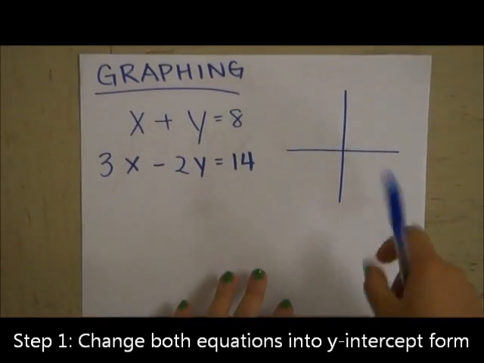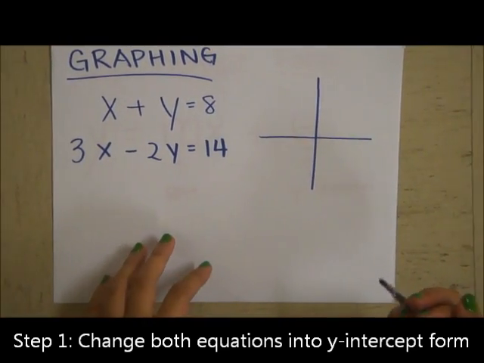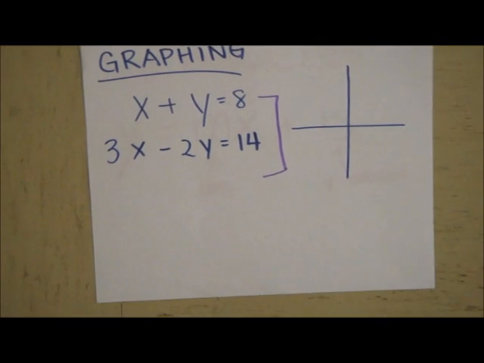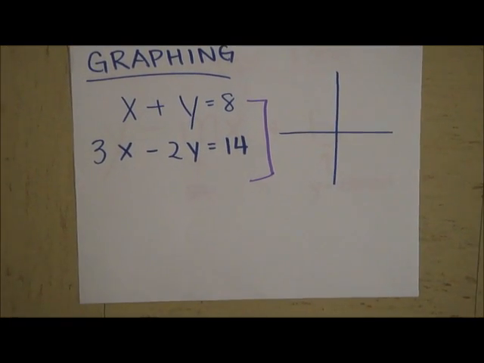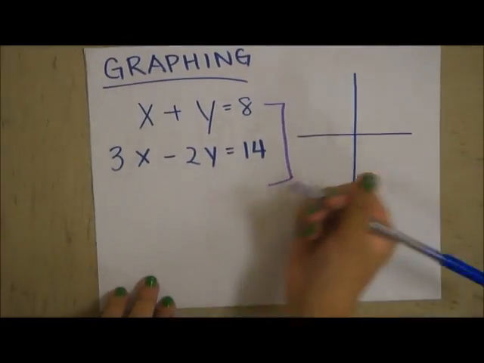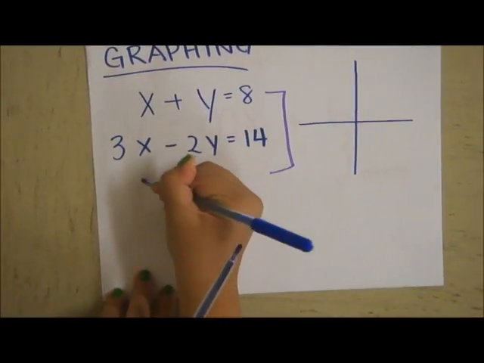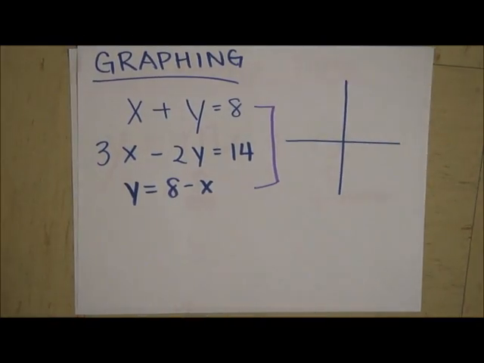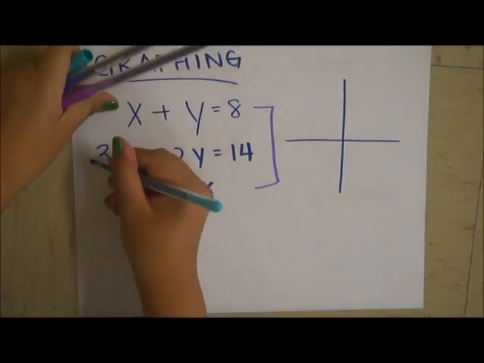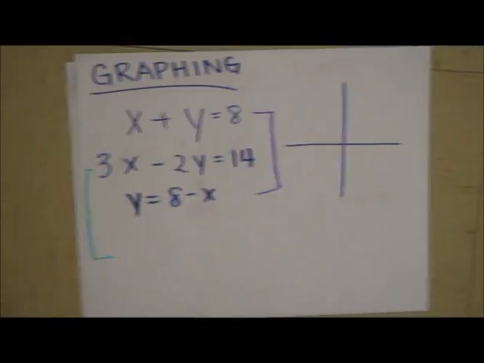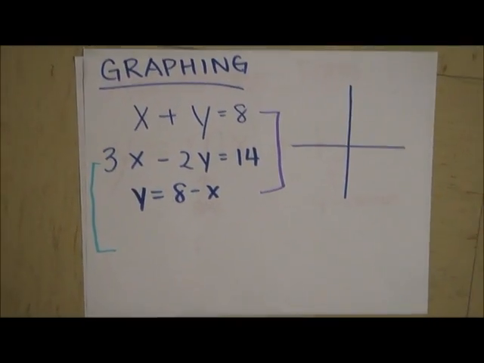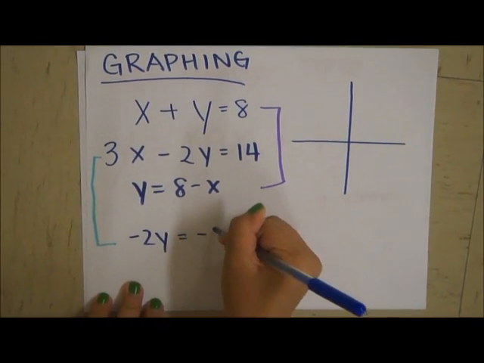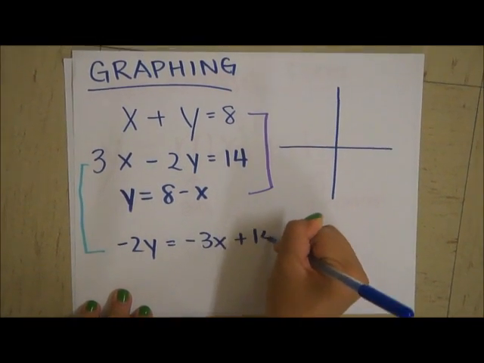first thing you have to do is change both equations into slope-intercept form. So to change it, you basically have to move the variables around and isolate y. So over here, you just move x, so y equals 8 minus x. And for the second equation, you isolate y also. So you move the 3x, so negative 2y equals negative 3x plus 14.